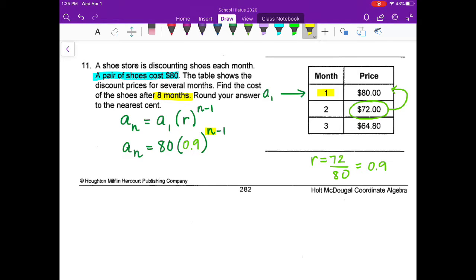So now we are asked to find the price after 8 months, and so we'll substitute 8 for n here and here. And so a sub 8, which represents the 8th term, is equal to 80 times 0.9 to the 8 minus 1 power. Then we'll evaluate that with our calculator, which gives us $38.26.